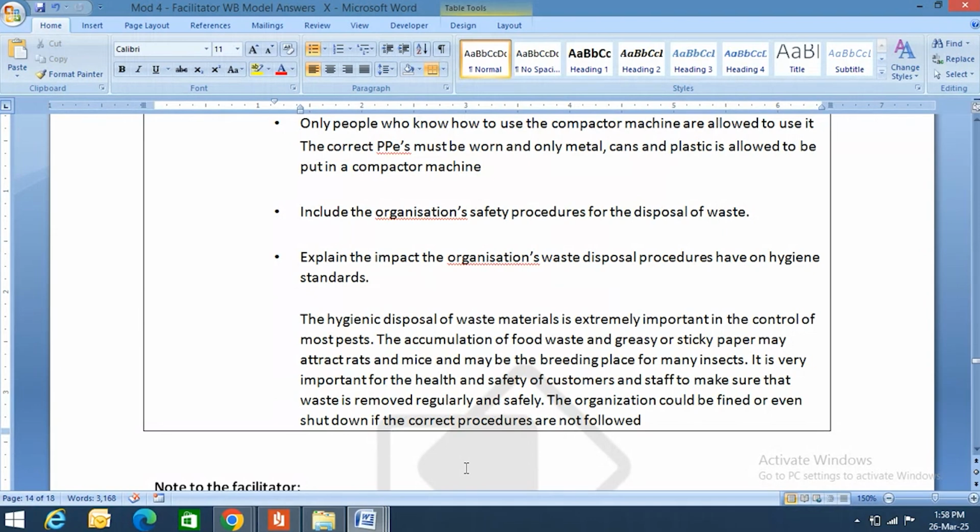Okay, Chavi, when you're finished, right? So remember, for the one above this, you'll need to get the waste disposal procedure of your organization and attach it. Do not forget your attachments.